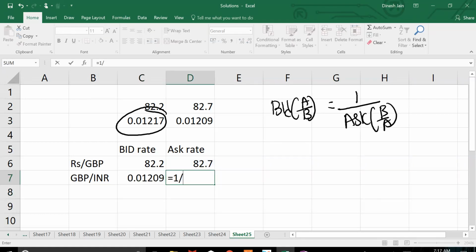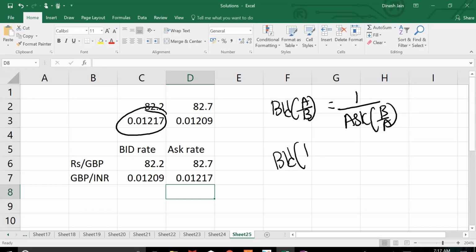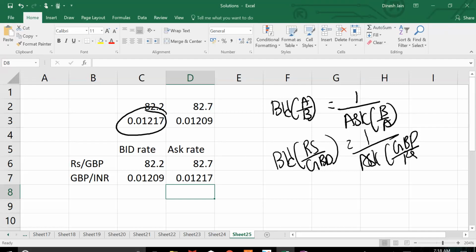Similarly, now the bid rate is lower than the offer rate. This is the logic, and this is what we have to do. So in this case, bid rupee per GBP is equal to 1 by ask GBP per rupee. So bid rupee per GBP 82.2 is equal to 1 by ask, 1 by 0.01217.